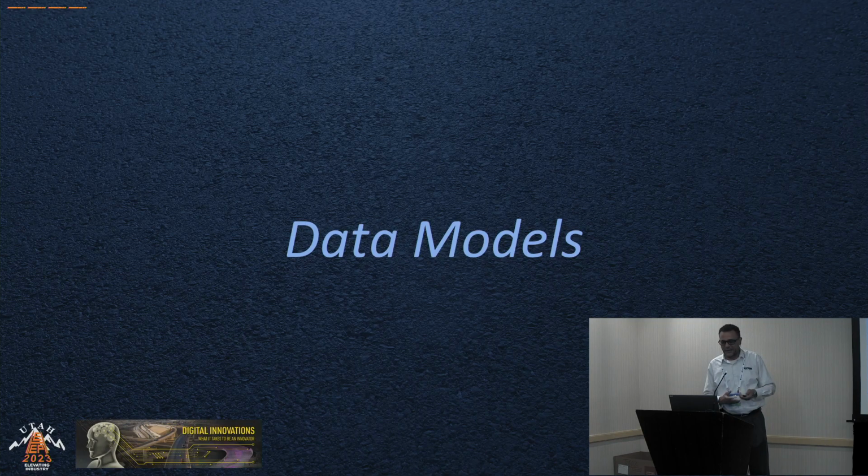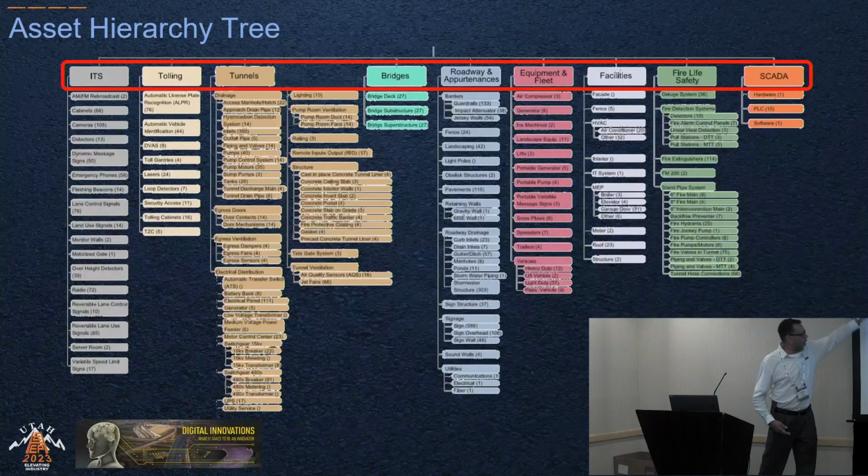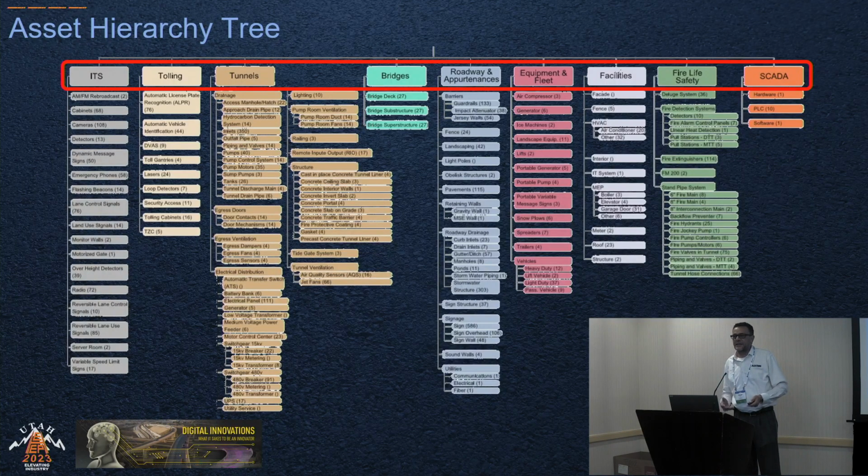So when we start thinking about data models, this is an asset hierarchy tree. This is typically how I have to start every BIM project that I deliver, okay, for a highway. What's important is we look at ITS, we look at tolling, tunnels, bridges, roadways and appurtenances, equipment and fleet, facilities, fire and life safety, and then SCADA systems. They're all considered, but you see all of these architectures under there. Those are all the things that have to be put into these models for them to talk.